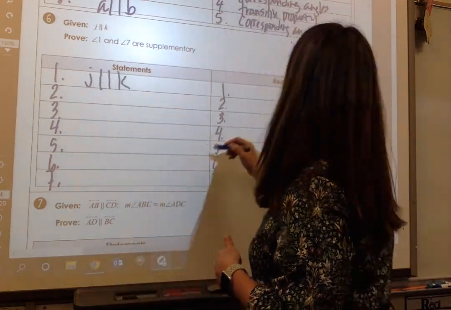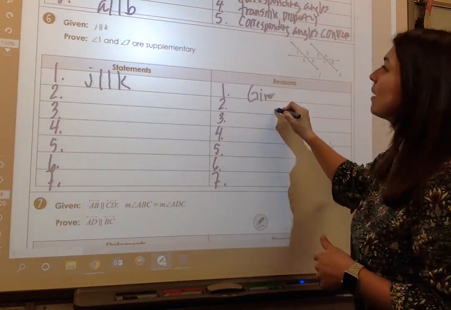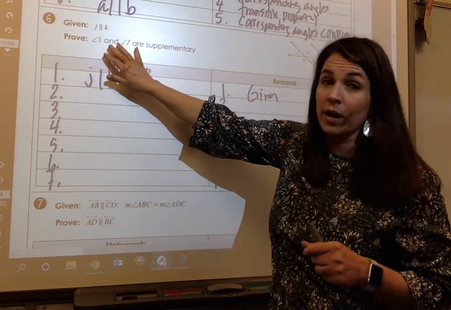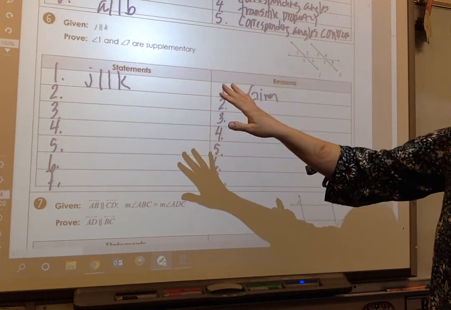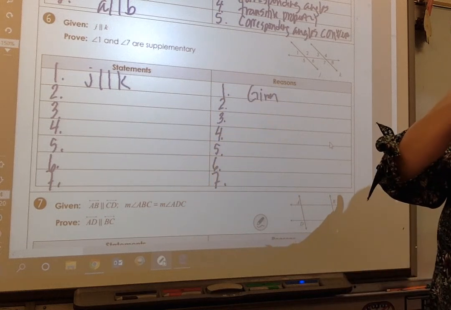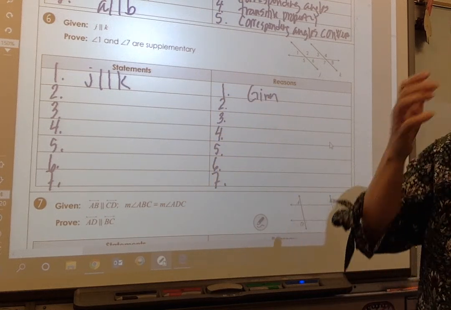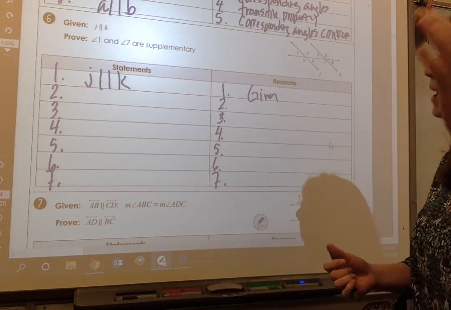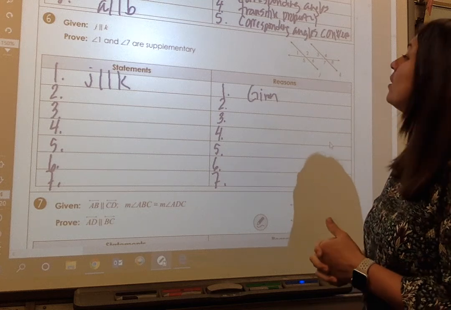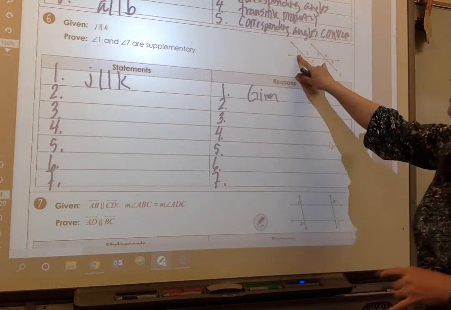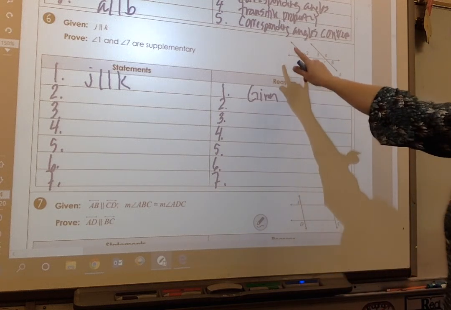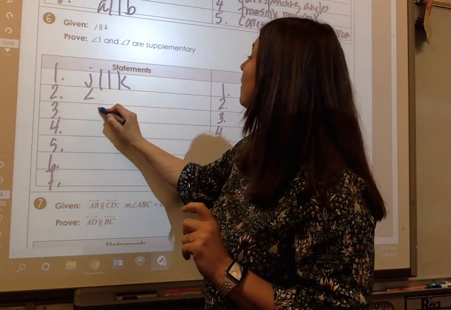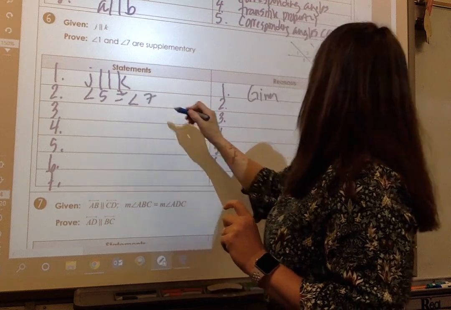J is parallel to K. That's my given statement. Now, look what we're trying to do here. We're trying to say that angle 1 and angle 7 are supplementary to each other. So when you talk about supplementary, we're going to have to talk congruency and then bring it back to definitions here. So if angle 1 is congruent to angle 7, I know that angle 5 is congruent to angle 7.